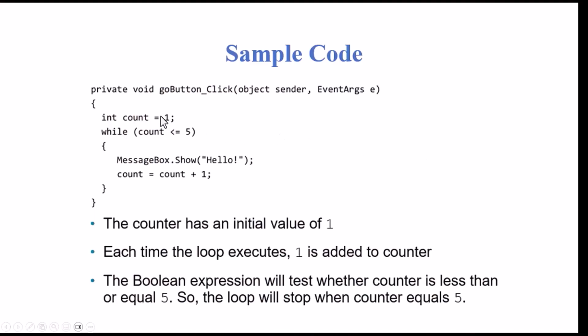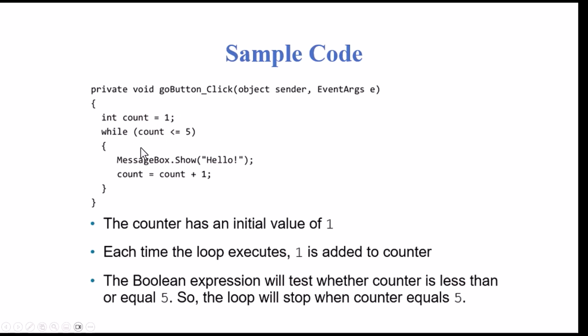Here's some sample code. We've got a go button sitting right here. You can think of it as just a regular click event. So we'll click on it. And the first thing it's going to do, it's going to set this count variable, this integer, to 1. And then while the count is less than or equal to 5, where it's 0, 1, 2, 3, 4, 5, it's going to go ahead and display this message box. So it'll say hello. Then count gets incremented here, so it becomes a 2. And we go back up, and is it less than 5 or less than or equal to 5?